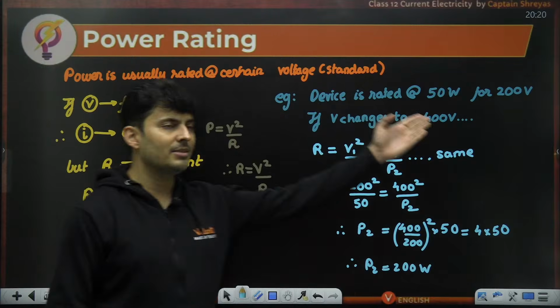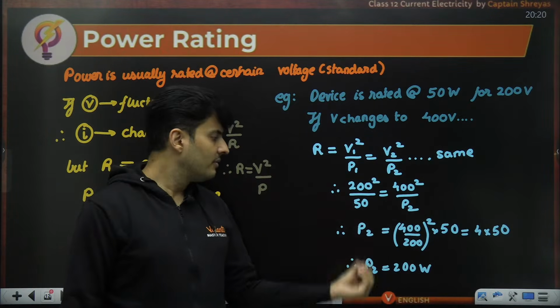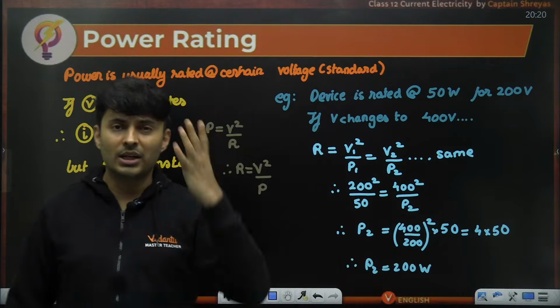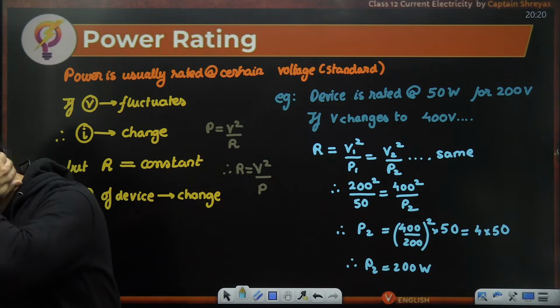So if the voltage has been changed to 400 volts, the new power consumed by the same device will now become 4 times. Now it is 200 watts. Got it? All right.